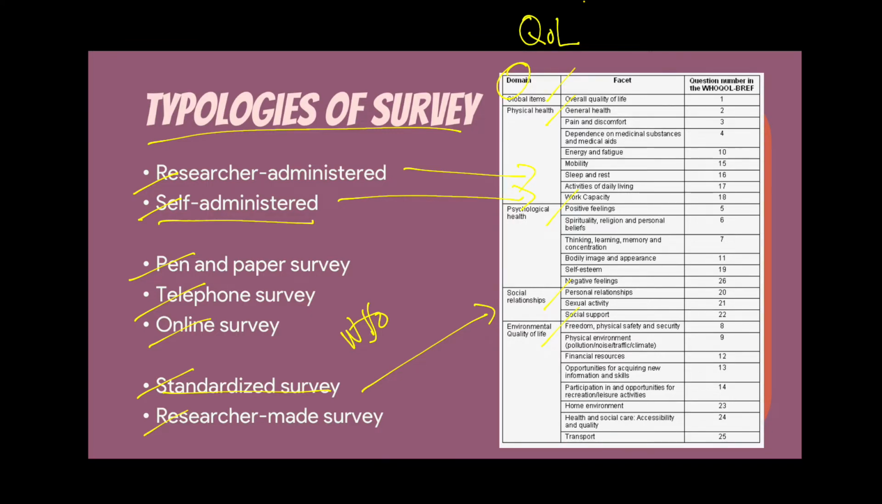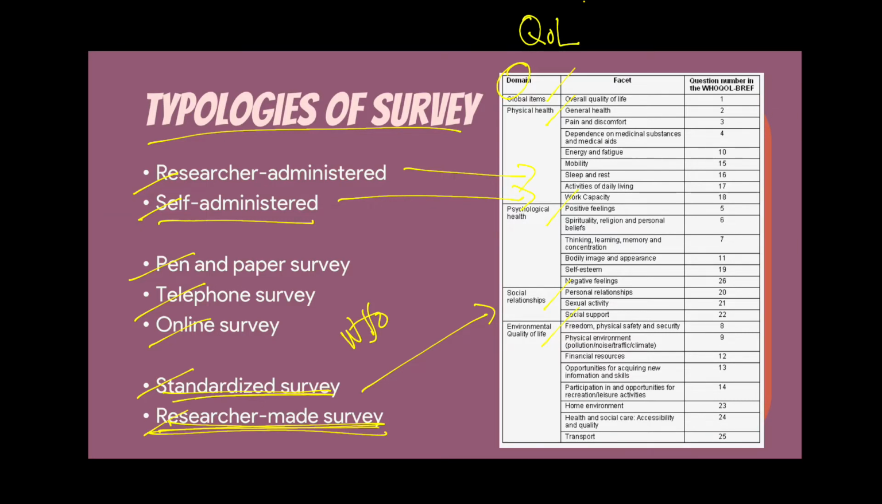Now, another form of survey, if it's not standardized, is a researcher-made survey. It means that it is the researcher who is going to create their own questionnaire for their variables. This is usually done if there is no available standardized survey for your variable. Now, which is a better instrument? Is it a standardized survey or a researcher-made survey?